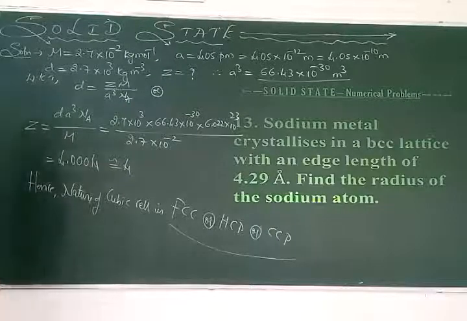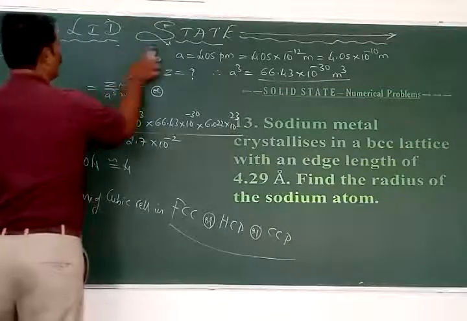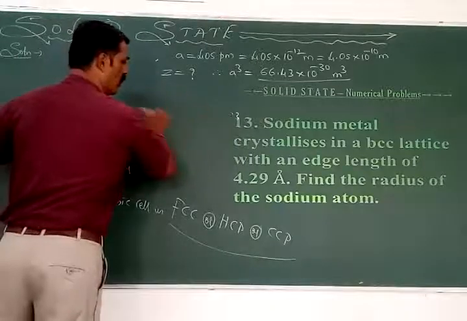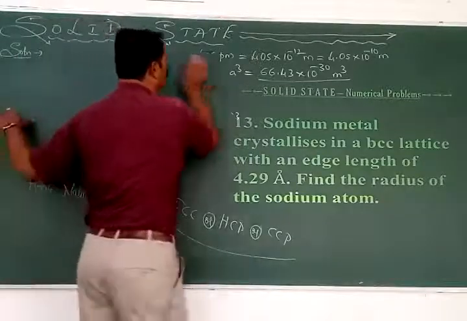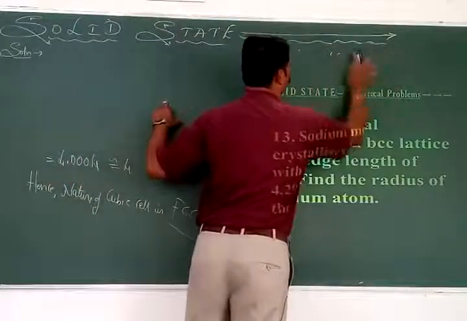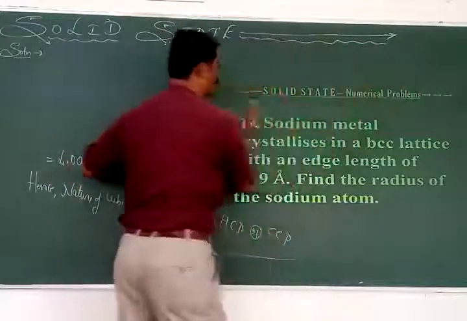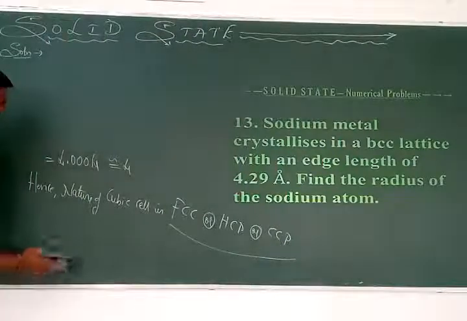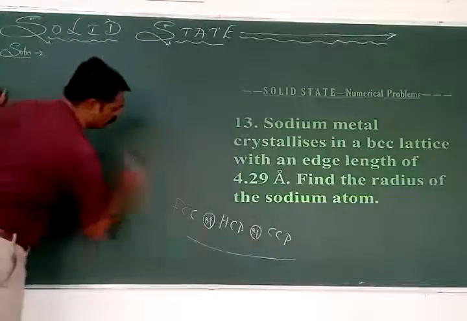Sodium metal crystallizes in a BCC lattice with an edge length of 4.29 angstrom. Find the radius. We have a direct numerical here, a simple one.